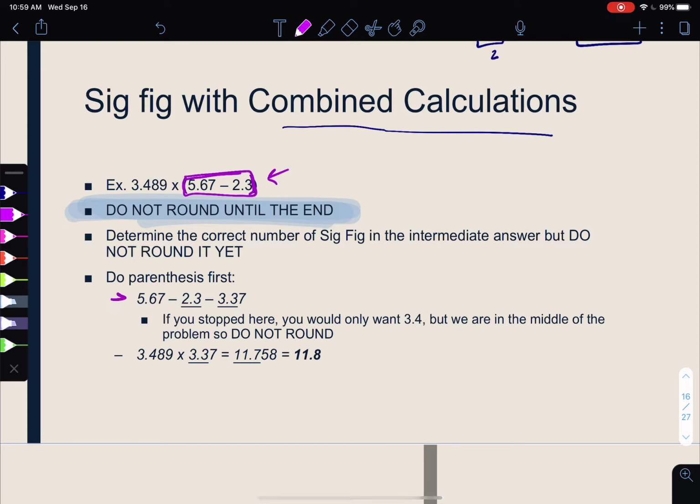Okay, so here it is, 5.67 minus 2.3. Well, I'm subtracting, so I have to look after the decimal. This one has 2, this one has 1. Right here, I didn't round. Notice I kept 3.37, but I underlined the 3.3 because that is where this section tells me to round. So I'm going to remember these are significant. All right, and then I'm going to take, I don't know why it keeps messing up on me.